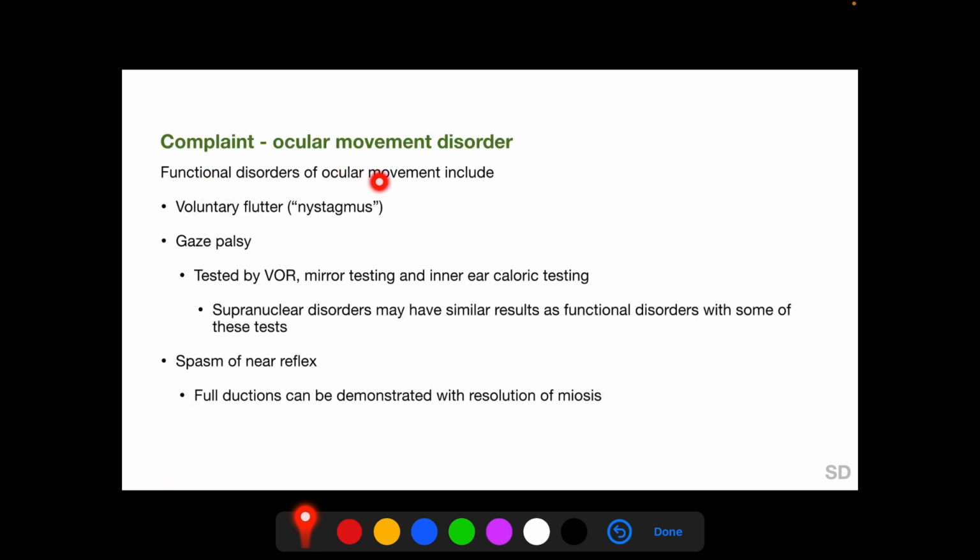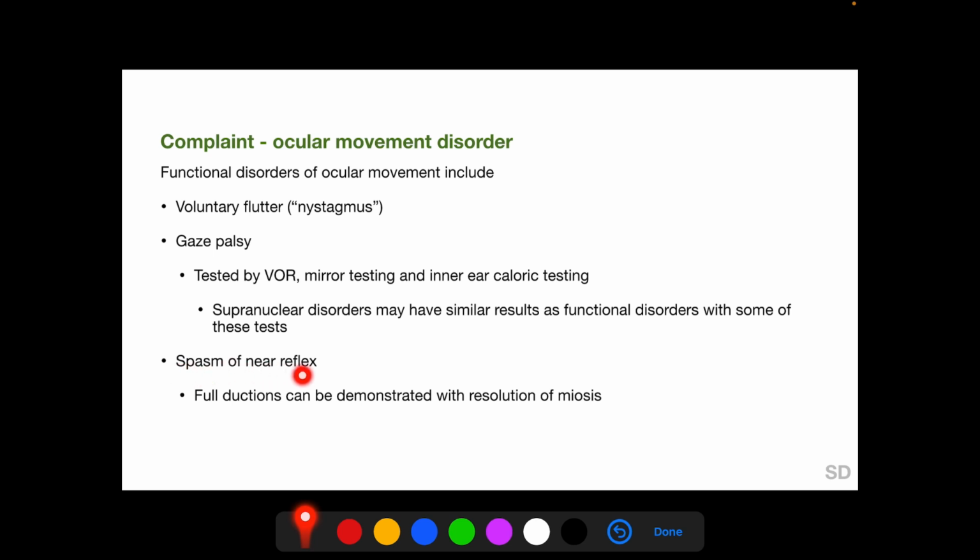Functional disorders of ocular movement include voluntary flutter, which has been discussed in the session on nystagmus and nystagmoid eye movements. Gaze palsy can also be a functional disorder, and it can be tested by vestibulo-ocular reflex testing, mirror testing, and inner ear caloric testing. These tests have been described in the session on supranuclear disorders of eye movement. Supranuclear disorders of eye movement, in contrast to infranuclear disorders of eye movement, may have similar results with these testing methods as functional disorders.